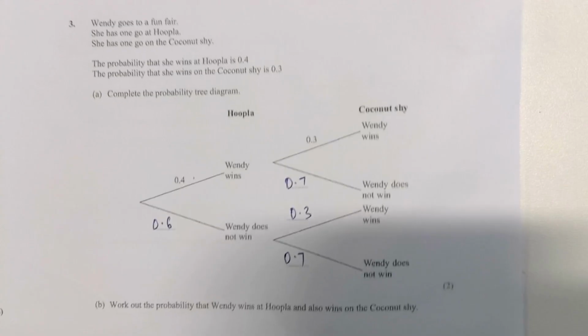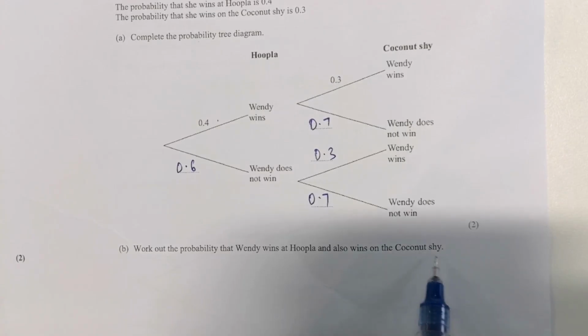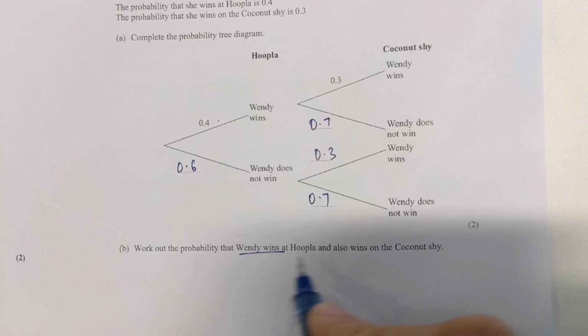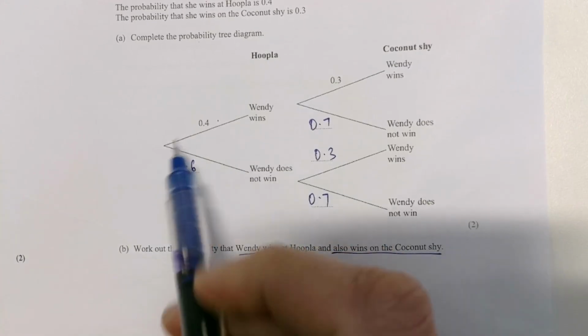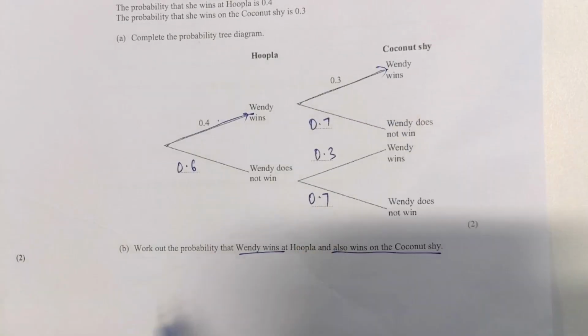Then part B asks us to work out the probability that Wendy wins at hoopla and also wins on the coconut shy. So Wendy wins and also wins. So she will go this way and winning. So we'll take 0.4 and we'll multiply by 0.3.